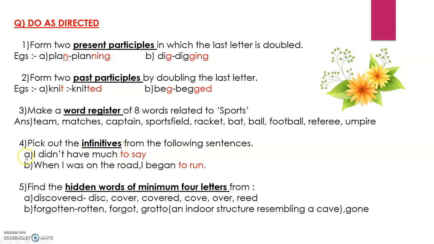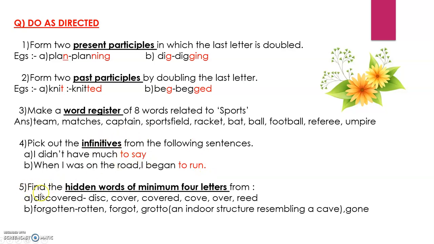So easy. So if you get a sentence, I didn't have much to say. So which is the infinitive here? Look out for it. Is there a to there? Where is it? Here. So to and the verb. To say becomes infinitive. Correct? Then second one, when I was on the road, I began to run. So to run becomes infinitive. So remember this, when infinitive, to and the verb.